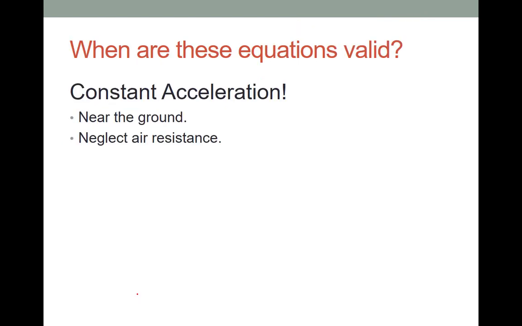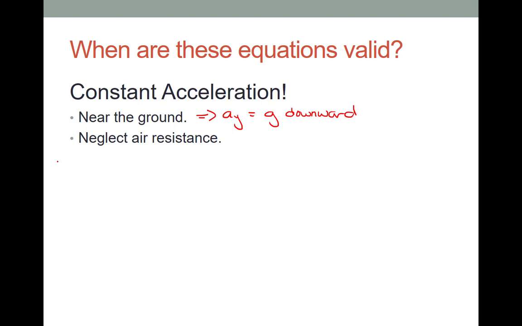When are these equations valid? You need constant acceleration. That means you need to be near the surface of the earth. This allows the vertical acceleration to become the acceleration due to gravity downward. We also have to neglect air resistance. As soon as we put air resistance in, as we saw in the simulation, it doesn't go as high vertically and it doesn't go as far horizontally. And the air resistance would actually couple the 2 motions together, the horizontal and vertical.